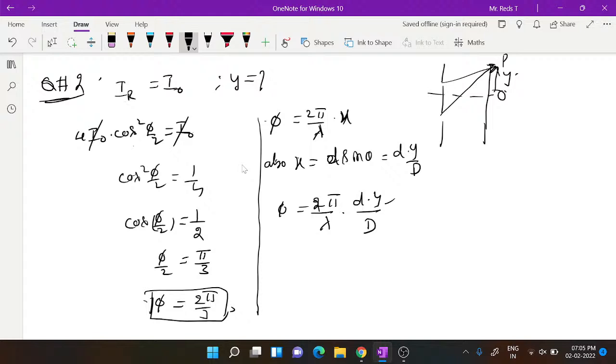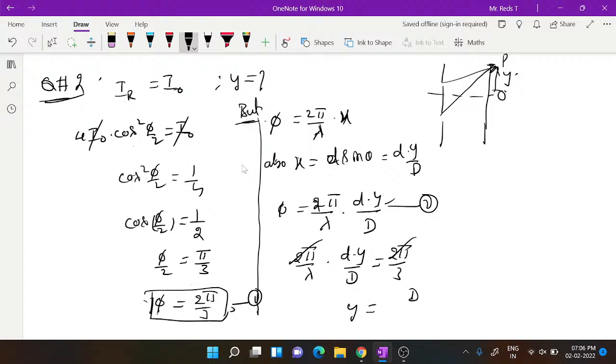Here what is phi? 2 pi by 3. Let us take this as equation 1. But phi is also equal to this, and hence we get equation 2. From these two equations, the left hand sides are equal. If you equate them, then 2 pi by lambda into d into y by D is equal to 2 pi by 3. If you simplify, the 2 pi cancel. So y is equal to D lambda by 3d. This will be the position.